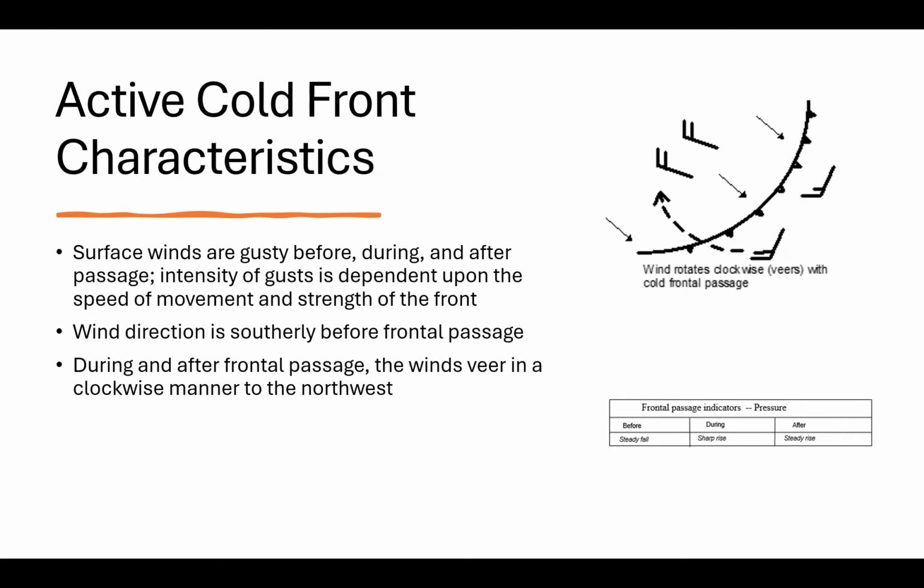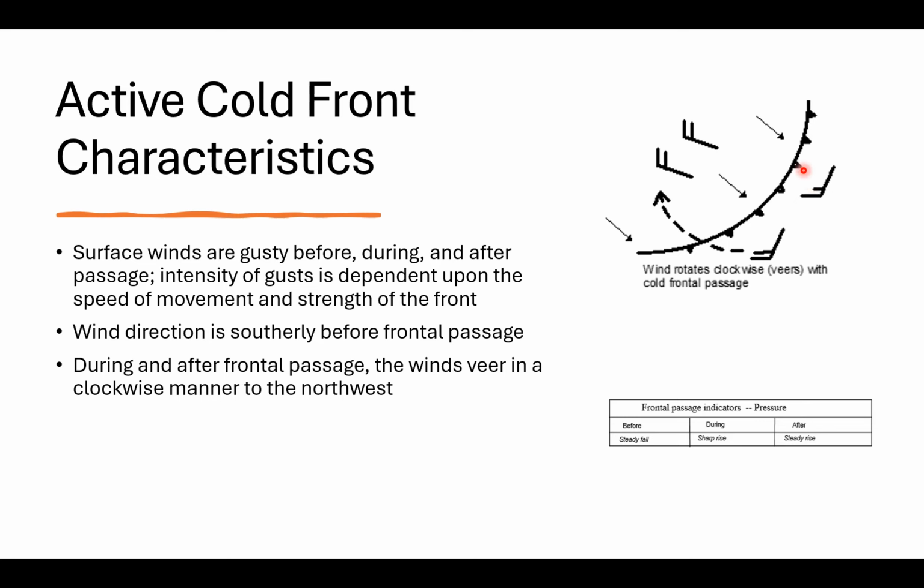Now, what are the active cold front characteristics? Surface winds are gusty before, during, and after the frontal passage. The intensity of these wind gusts is dependent upon the speed of movement and the strength of the front. The stronger the front and the faster the movement, the stronger the winds are going to be. Now, wind direction is generally going to be southerly. These are southwesterly winds by these wind barbs here. Generally going to be southerly out ahead of the cold front.